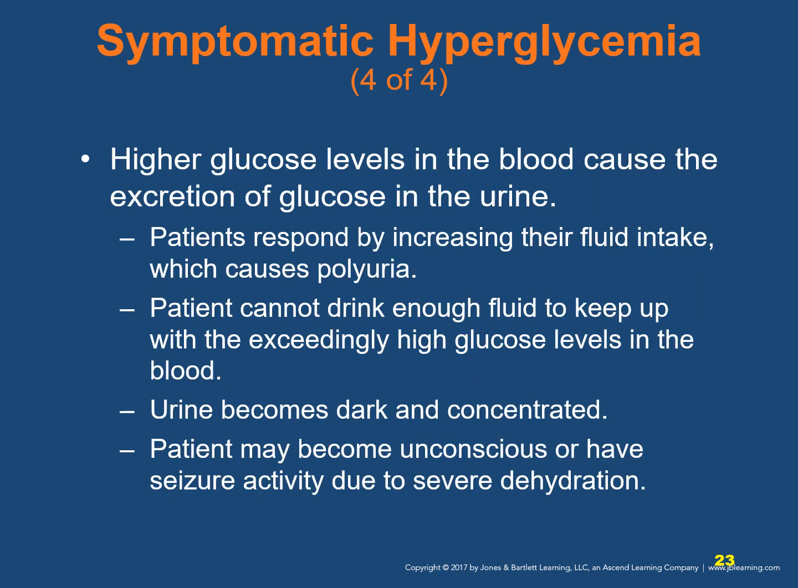Higher glucose levels in the blood cause the excretion of glucose in the urine. Patients respond by increasing their fluid intake, which causes polyuria. In HHNS, the patient cannot drink enough fluid to keep up with the exceedingly high glucose levels in the blood. The urine becomes dark and concentrated, and the patient may become unconscious or have seizure activity due to severe dehydration.